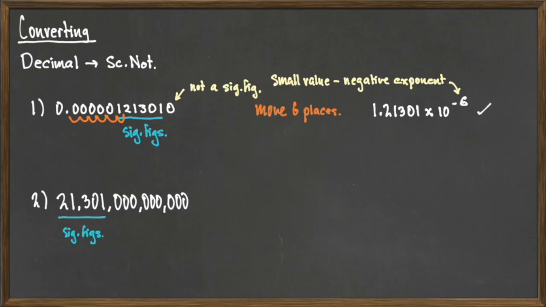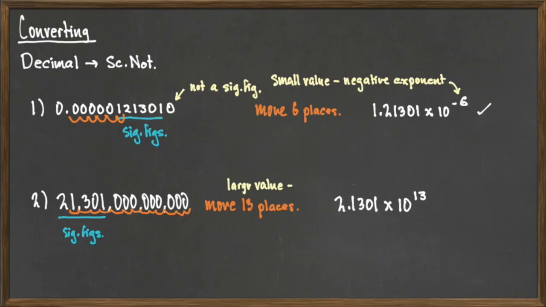21,301,000,000,000. My significant figures are 21301, and I need to move the decimal place 13 places over to get a value of 2.1301 times 10 to the 13th. I have a large number here, so that gives me a positive exponent.